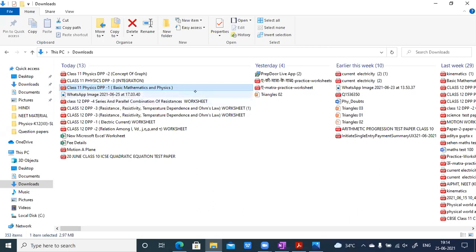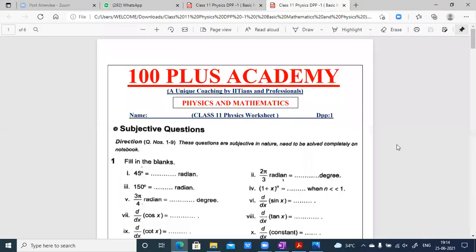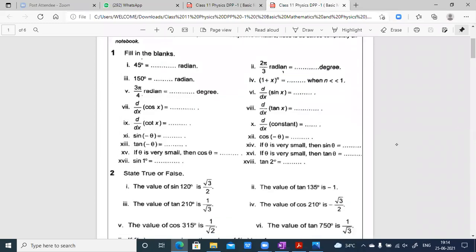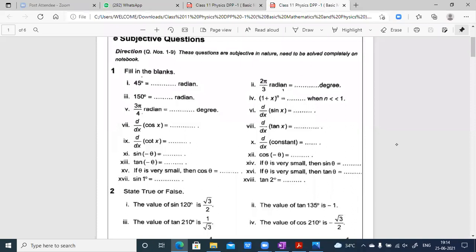Conversion of degree into radian. What was the formula? Bhavya, let us hear your voice today. Yes, sir. Very good. Thank you. My ears were longing for your voice. Yes, 1 plus x raised to power n. You remember we did something. Okay, the relation between degree and radian, you remember?